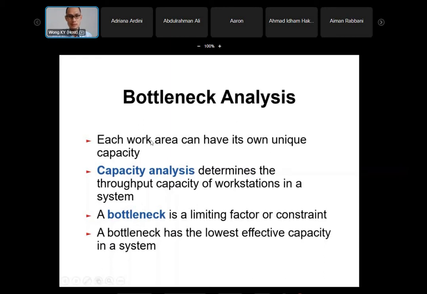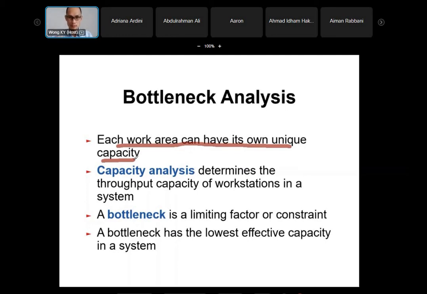Okay, now each work area in a system has its own unique capacity. So you have to understand this. Each work area in a production system has its own unique capacity. For example, production lines. An assembly line, production line. A production line consists of several workstations, right? So each of these workstations has their own capacity.